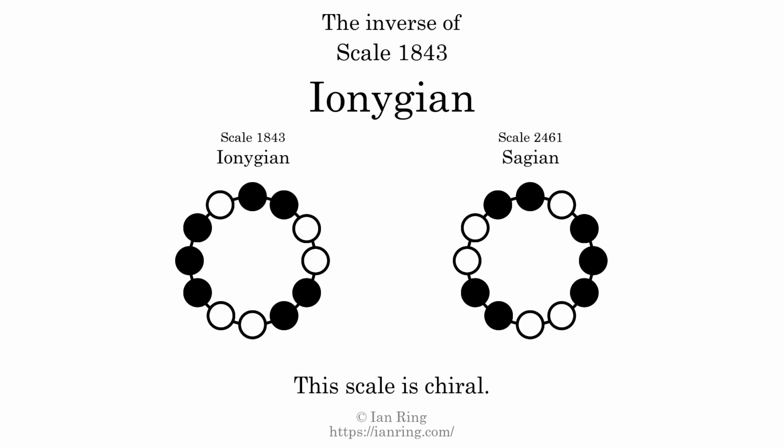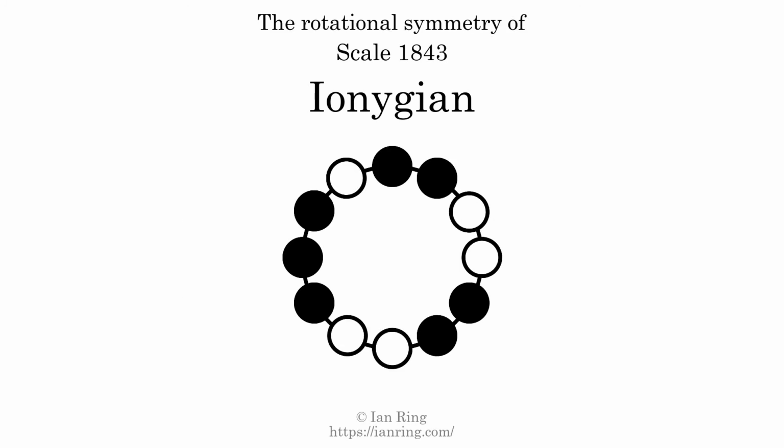The inverse of a scale is a mirror image. It is what you get when the sequence of intervals is reversed. The inverse of this scale is scale 2461, also known as Sagen. This scale is chiral. It cannot transform into its inverse by rotational transformation. This scale has no rotational symmetry.